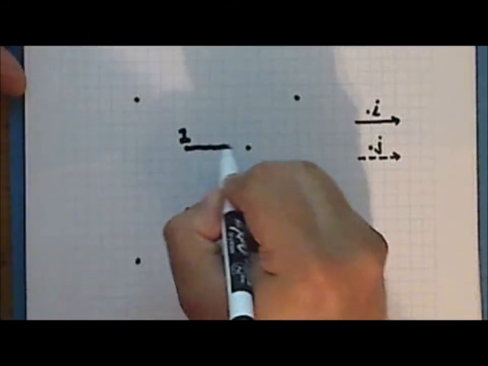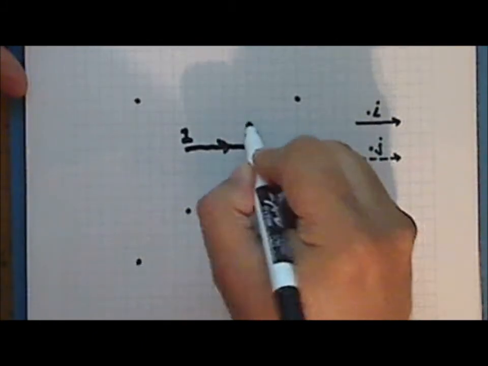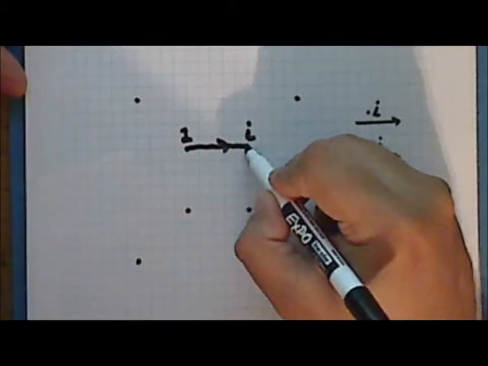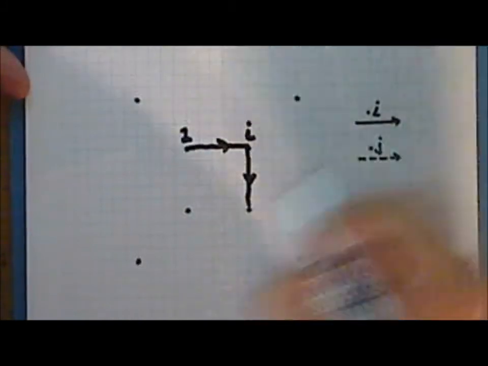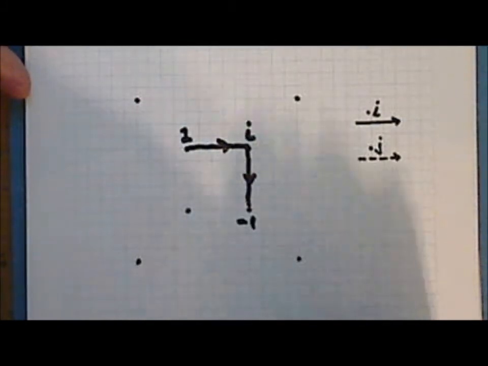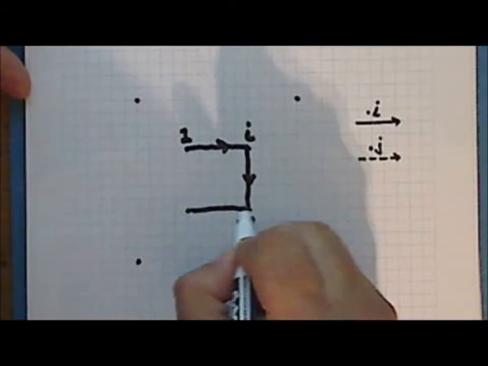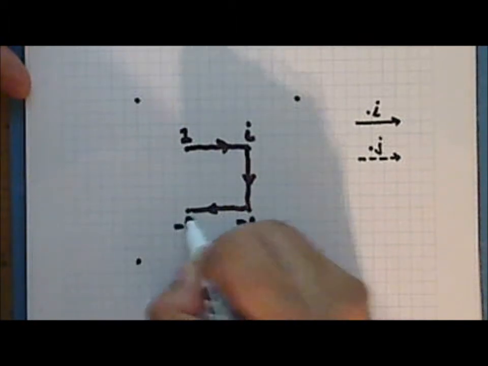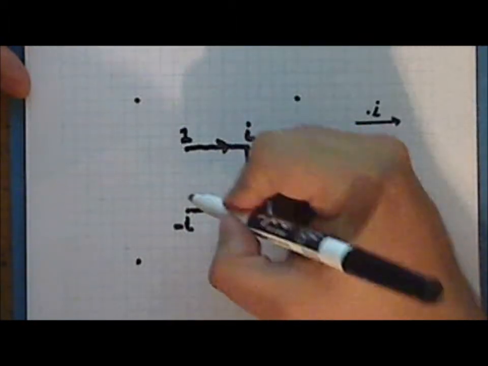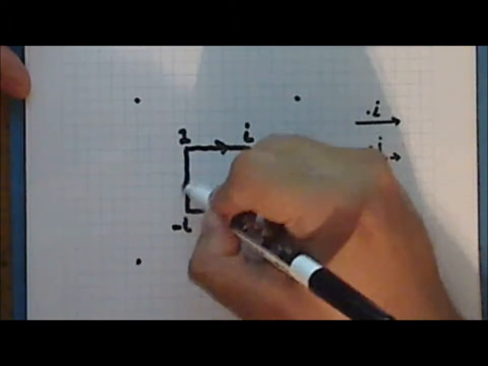1 times I gives us I. I times I is I squared, which is negative 1. Negative 1 times I is negative I. And negative I times I is 1.